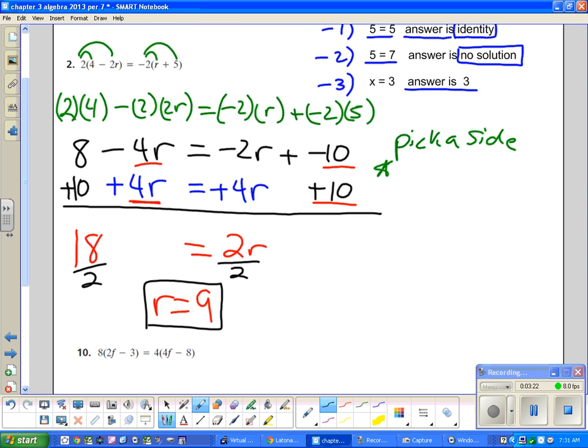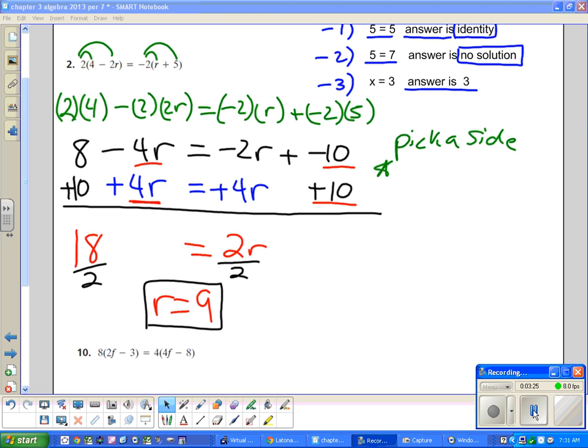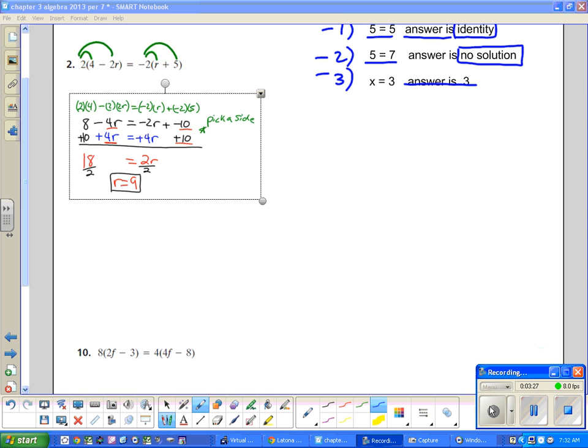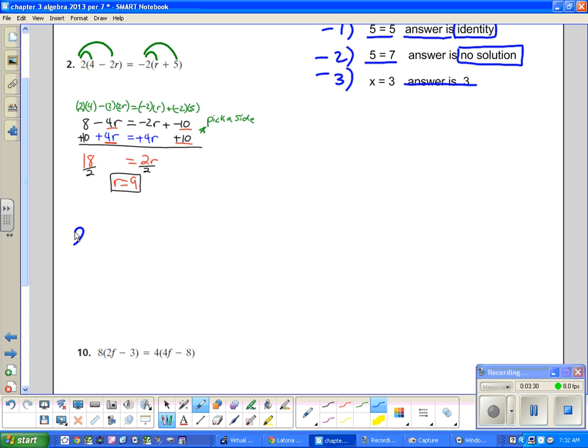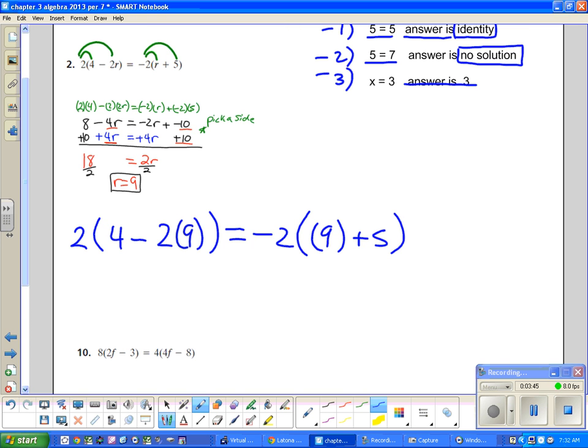Now, the next thing we do is we're going to want to check this here. So when we're checking the solution, we want to go back to the original question. 2, parentheses 4 minus 2, but r is now 9, end of parentheses, equals negative 2, r here is also 9, plus 5, end of parentheses. Now we want to, again, Please Excuse My Dear Aunt Sally here. We're going to do what's inside of parentheses first, so I'm going to do the 2 times the 9 first, and we get 4 minus 18 equals, inside parentheses over here would be 9 plus 5 is 14.